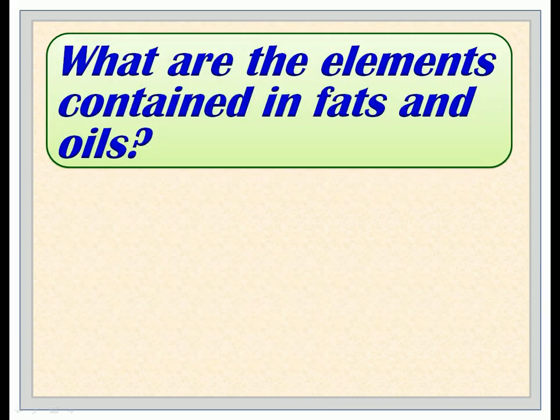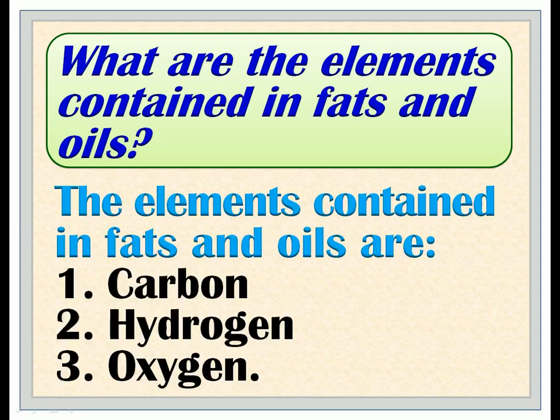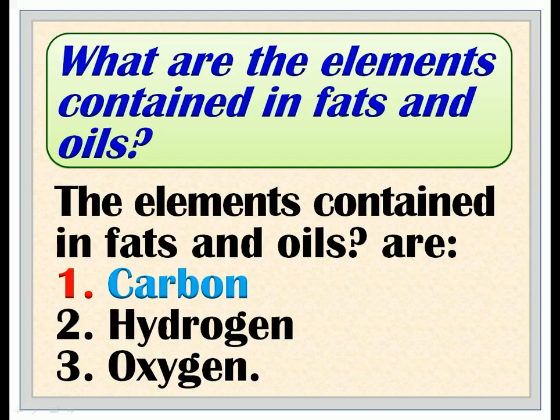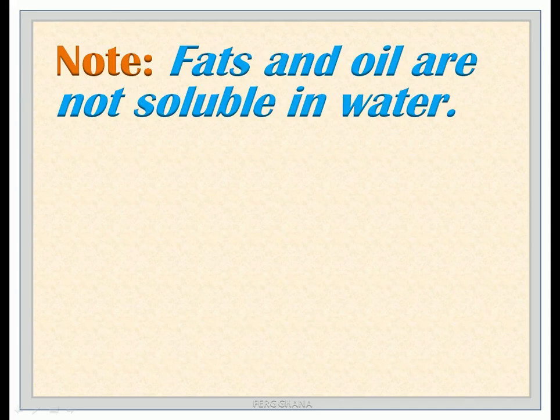What are the elements contained in fats and oils? The elements contained in fats and oils are 1. Carbon. 2. Hydrogen. 3. Oxygen. Note: fats and oil are not soluble in water.